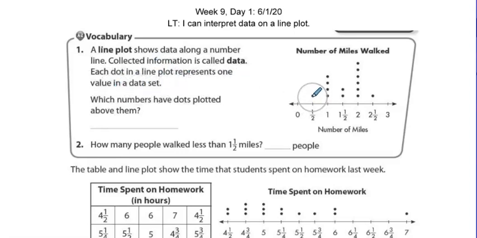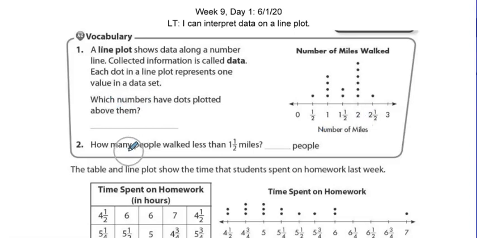So I think we're talking about people. One person walked this amount of time. 1, 2, 3, 4 people walked 1 mile. So the dots represent how many people walked this number of miles.